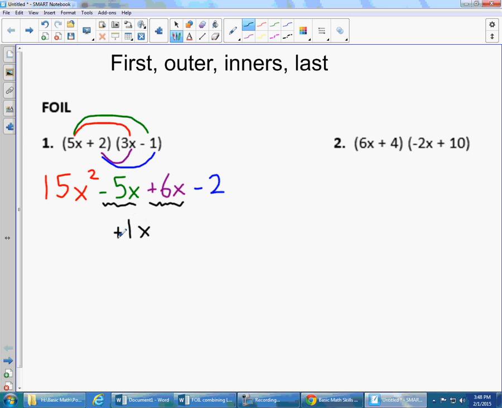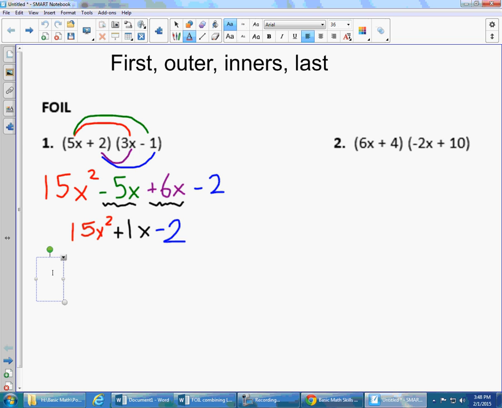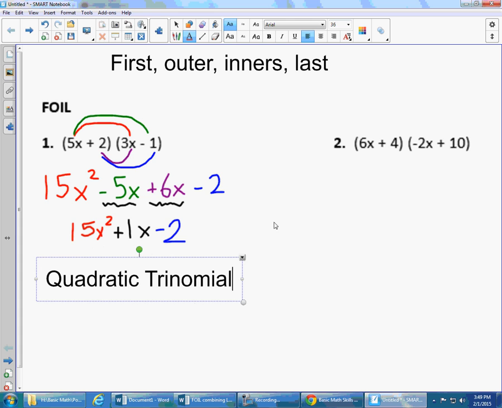Okay, so then I rewrite the other parts. I still have 15x squared at the front, and then I still have minus 2 at the back. If I were to name this, okay, the degree, it would be quadratic because it is to the second degree. And then there are 1, 2, 3 terms. Remember, terms are separated by plus and minus signs. So this is a quadratic trinomial. I want you to hit pause right now on the video, and I want you to work on number 2.